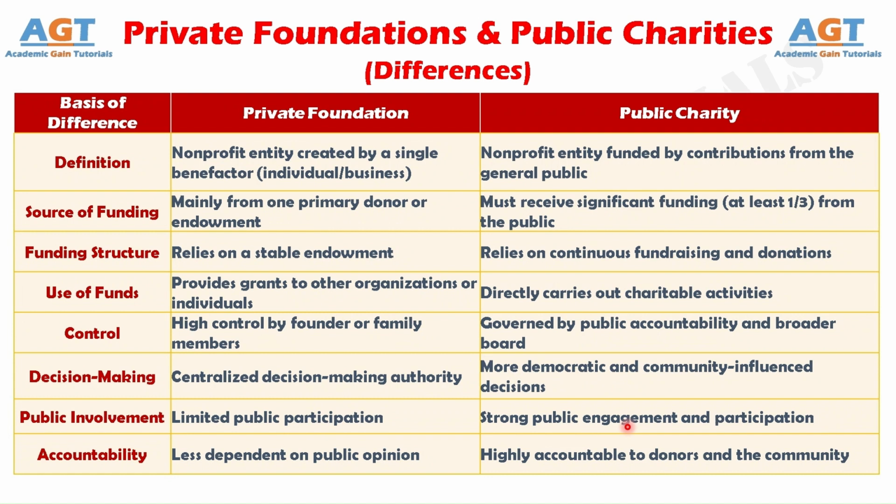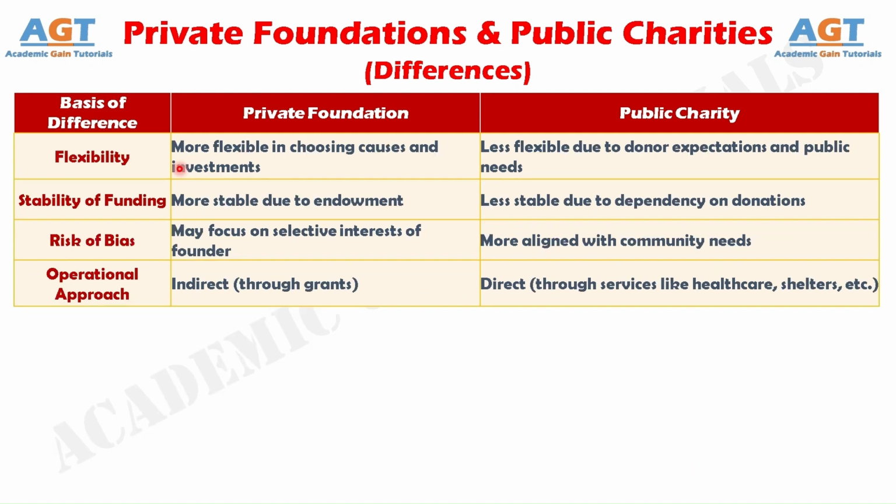Number 8. A private foundation is less accountable to public opinion, whereas a public charity is highly accountable to its donors and society. Number 9. A private foundation enjoys greater flexibility in selecting causes, whereas a public charity must align its work with public expectations. Number 10. A private foundation has more stable funding due to its endowment, whereas a public charity faces variability in funding due to dependence on donations.